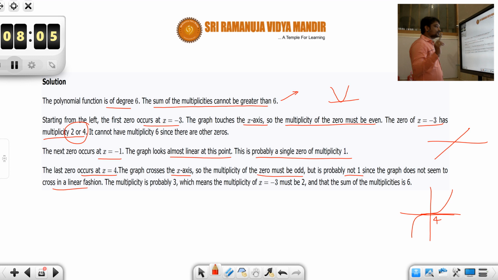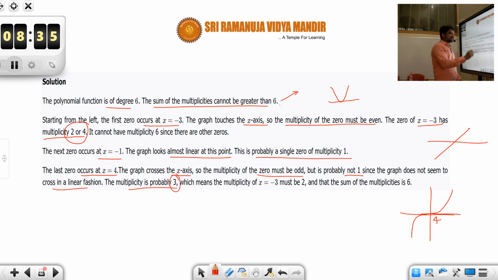So the multiplicity is probably 3. It cannot be 5 as well, because if this is 5, since there are 2 more zeros, 5 plus 1 plus 1 at the minimum, 5 plus 1 plus something, so it would be greater than 6. So this condition would be avoided. So this should be of multiplicity 3.